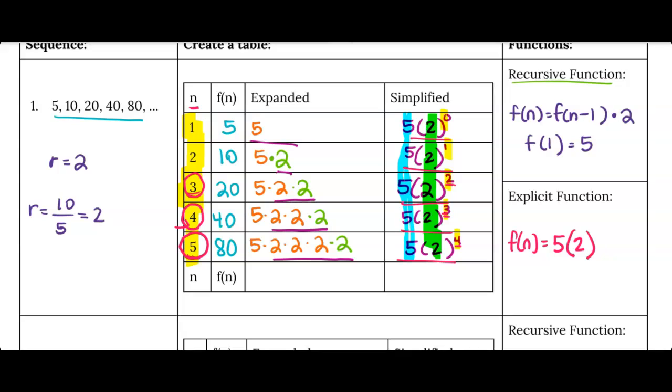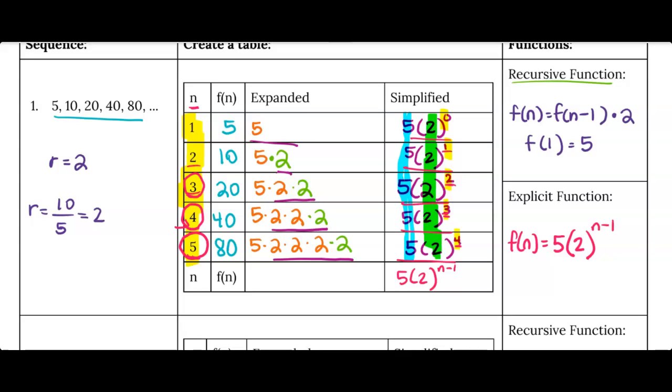3 minus 1 is 2. 2 minus 1 is 1. So I'm just taking my n value and minusing 1 to get to the simplified piece. So for f of n, I would have 5 times 2, and I would just do n minus 1. So that is my explicit function.